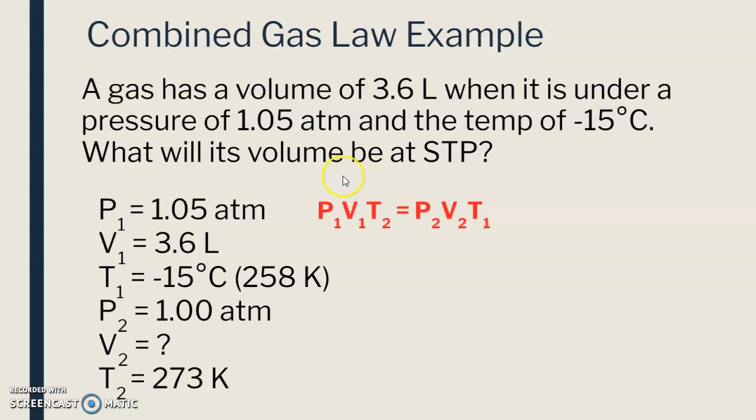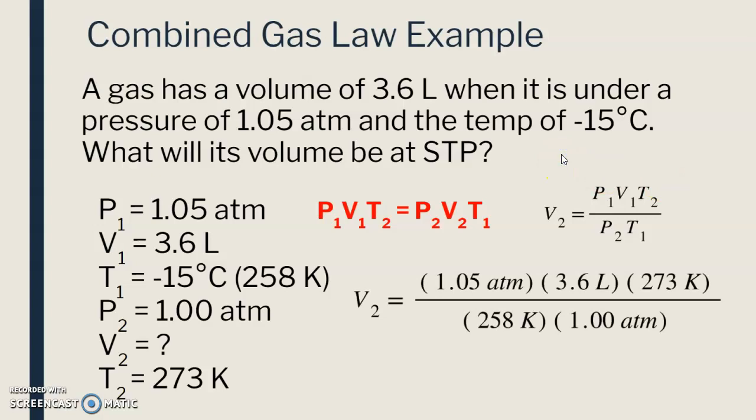And so when we use this equation, P1V1T2 is equal to P2V2T1, I divide both sides by P2T1, and I get a working equation that looks like this. V2 is equal to P1V1T2 over P2T1. Okay, and so I plug in my numbers from what I've listed over here. My kelvins are going to cancel out. My atms will cancel out. I'm left with liters, which is great because I'm looking for volume, so I need my answer to be in a unit of volume.